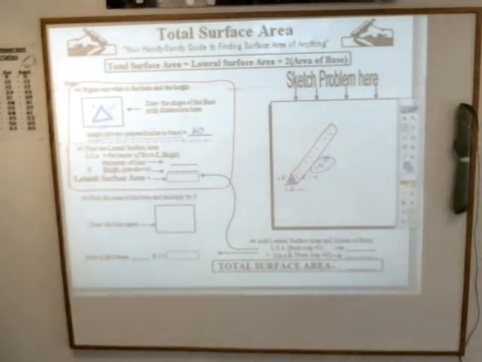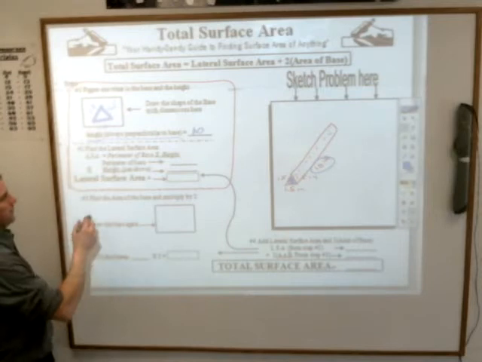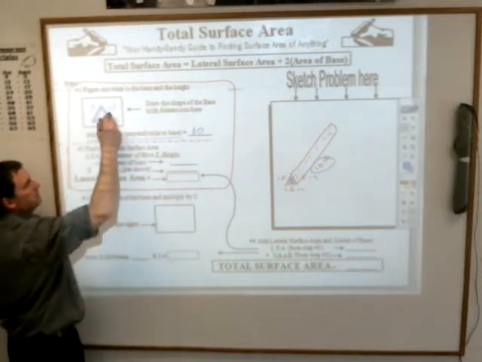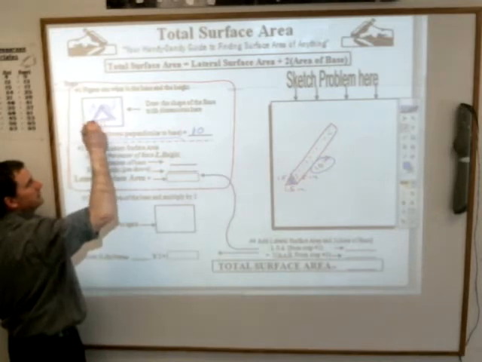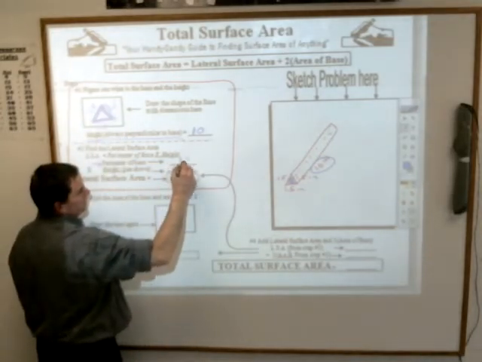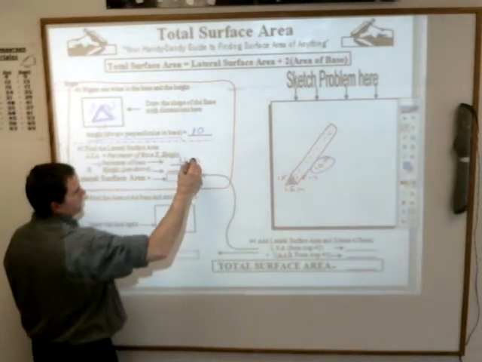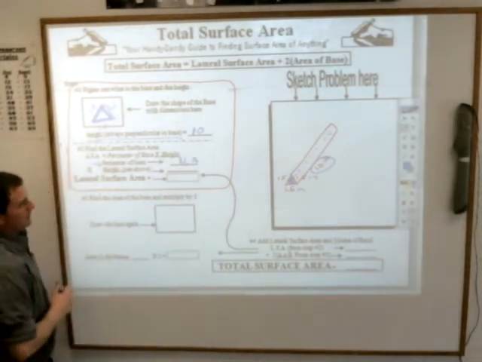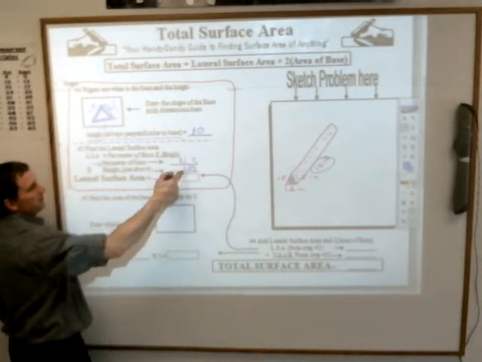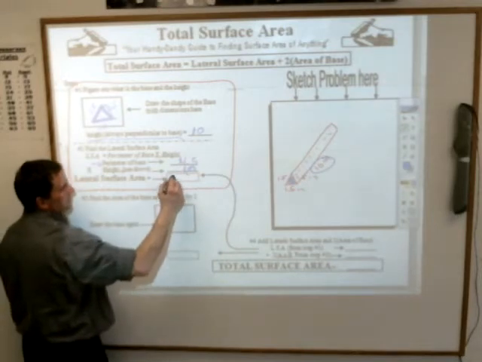And then it says to find the lateral surface area, you find the perimeter of the base. What is the distance around this base? 1.5 plus 1.5 plus 1.5 is 4.5. What is the height? 10. So the lateral surface area is what you get when you multiply the perimeter of the base times the height, so your lateral surface area is 45.